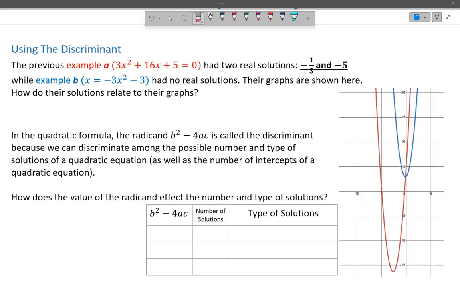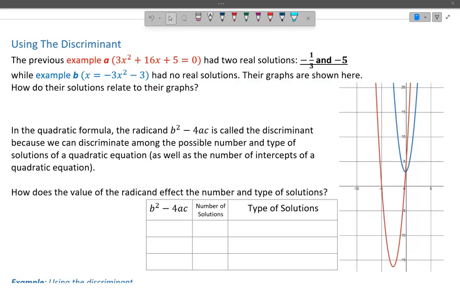The first example, example A, that we had on the previous page with 3x squared plus 16x plus 5 equals 0, had two real solutions, negative 1/3 and negative 5. And that graph is shown over on the right here with the red line. We also had another example where x equals negative 3x squared minus 3. And that equation had no real solutions. We saw that we had the imaginary solutions because the radicand was negative 35, giving us two non-real solutions. That graph is shown there on the right in blue.